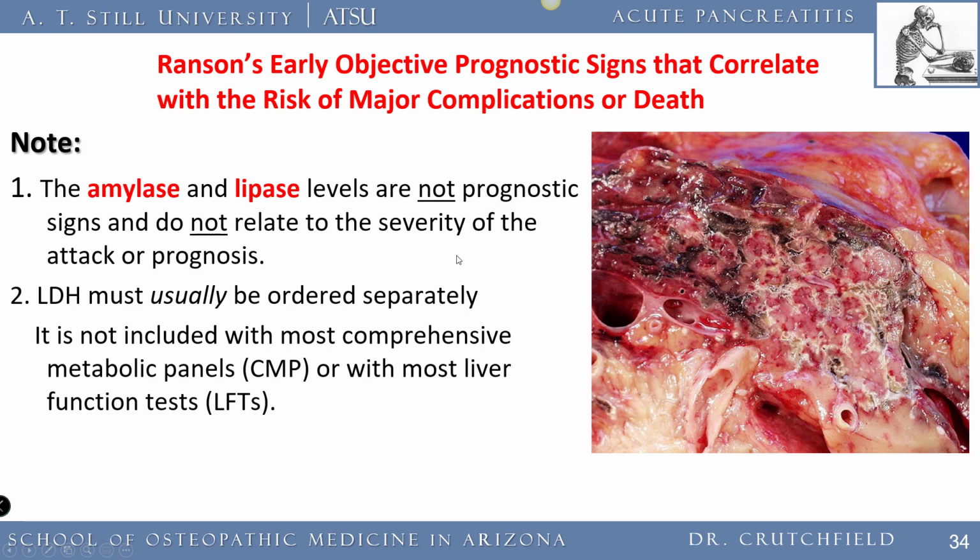So note that the amylase and lipase are not prognostic signs, and they do not relate to the severity of the attack or the prognosis. You will see amylase and lipase levels in the thousands, and I mean 10, 20, 30,000. You will see them that high. And most of those are associated with pretty impressive pancreatic phlegmons, but not all of them. They don't have to be. And you must usually order your LDH separately because it doesn't usually come with the Medicare defined blood test called the CMP, or our liver function enzymes.